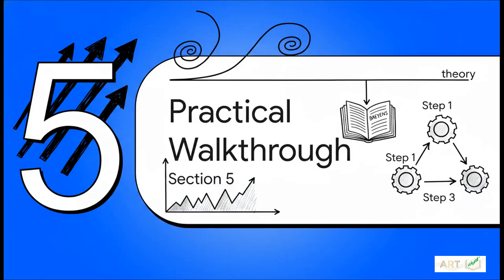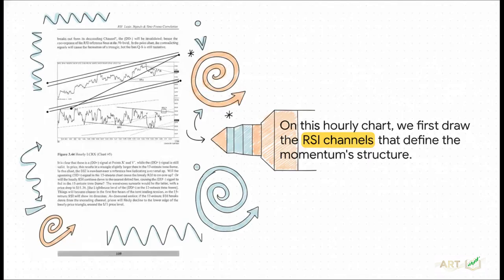All right, theory is great, but let's put it all into practice. We're going to take a real chart example from Baeyens' work, and we're going to apply this entire 3-part strategy, step by step, so you can see exactly how it works. Okay, so here's our hourly chart. Now, the very first thing we do, before we even think about looking for signals, is we map the terrain. We draw our channels on the RSI, connecting those important peaks and troughs.